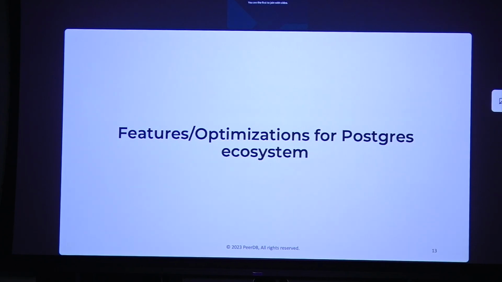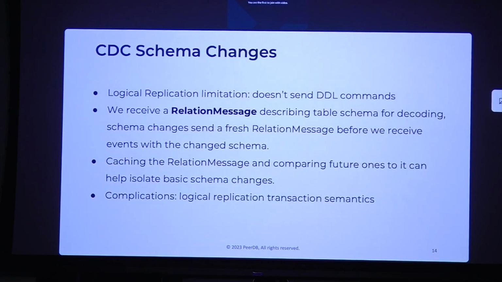So we'll move on to the last part, where we'll talk about some of the features and optimizations we have for the Postgres ecosystem. The first one is schema changes in CDC mirrors. Logical replication is really powerful. Are people familiar with how it works? Okay, I'll give a brief overview of how logical replication works.